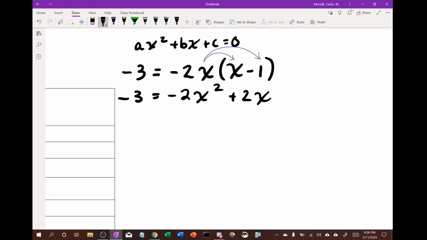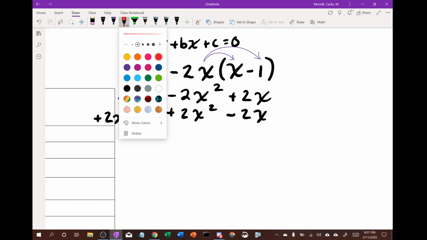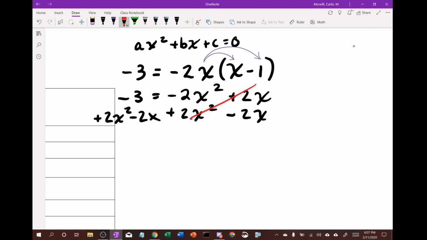So now our goal is to get all terms on the left side of the equal sign, so we can do this in one step by adding 2x squared and subtracting 2x from both sides. And the benefit of doing that is it cancels the entire right side of the equation out in a single go. And we have 2x squared minus 2x minus 3 equals 0.